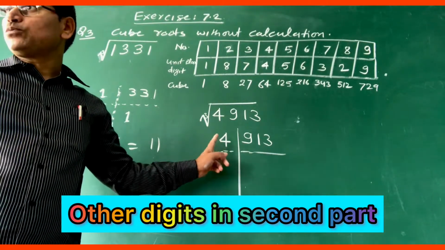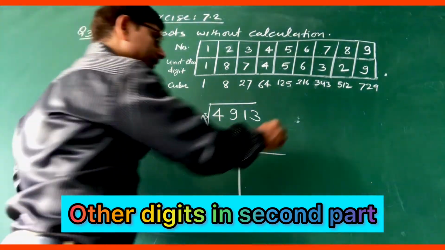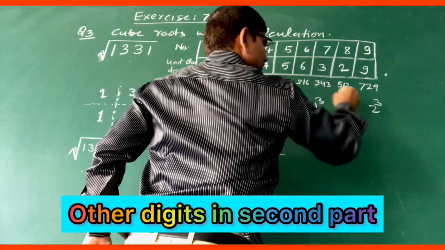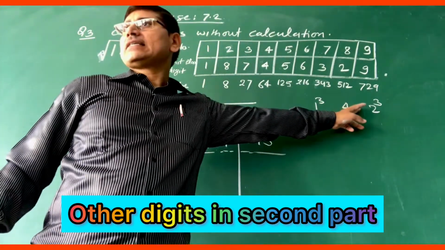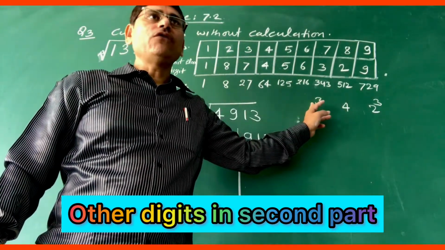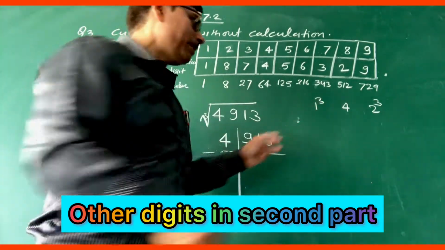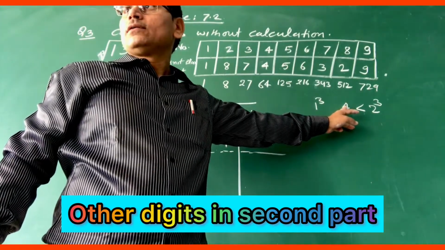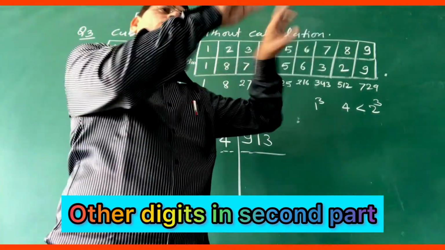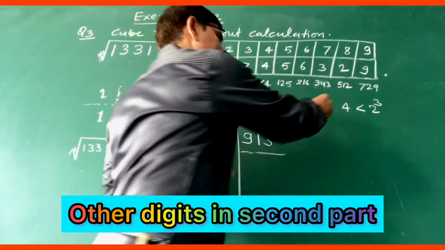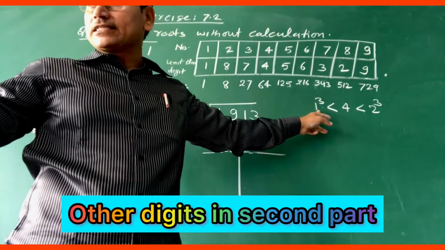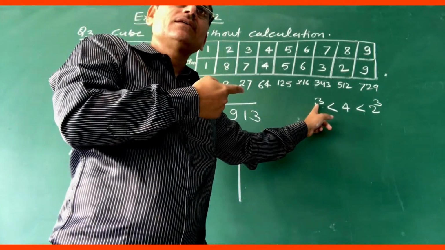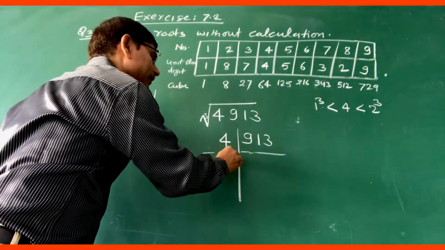This 4 lies between the cube of 1 and the cube of 2. Cube of 2 is 8 and cube of 1 is 1. But 8 is too large compared to 4, so leave it. You will take the smaller number, always the smaller number. So what is this? 1. You will write here 1.